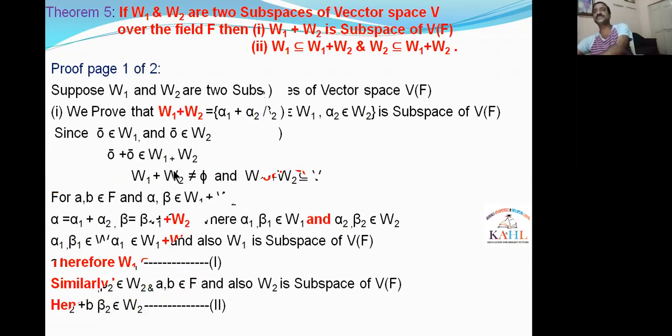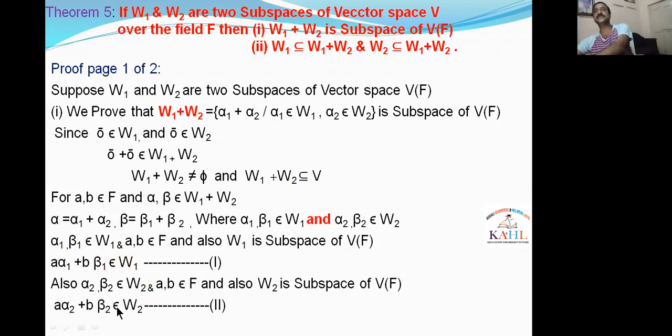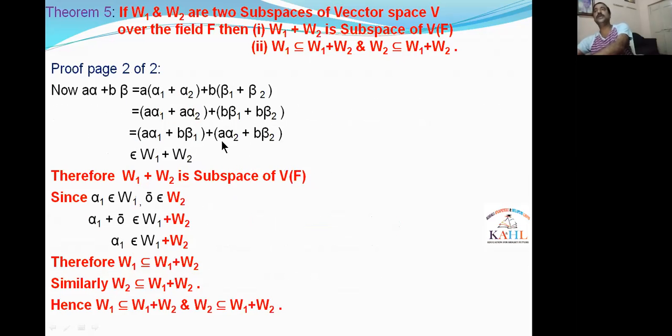Kindly go to the previous step. a alpha 1 plus b beta 1 belongs to W1. And if you go to the second step, a alpha 2 plus b beta 2 belongs to W2. So a alpha 1 plus b beta 1 belongs to W1, plus a alpha 2 plus b beta 2 belongs to W2. That means a alpha plus b beta belongs to W1 plus W2.